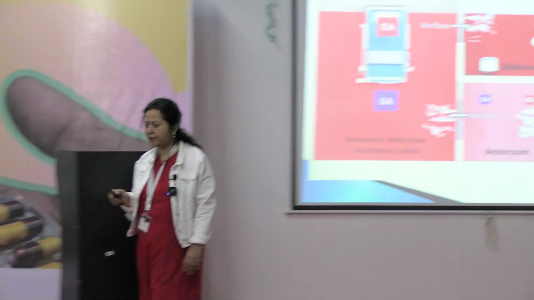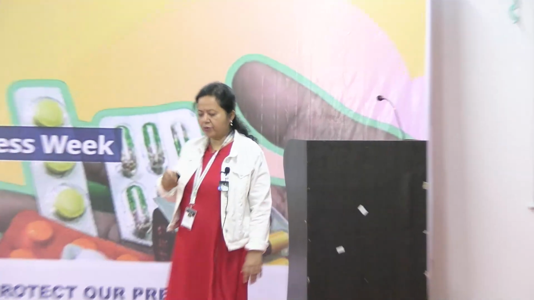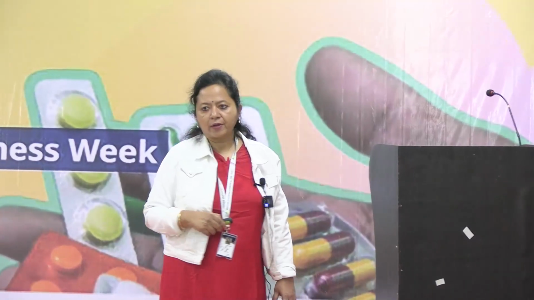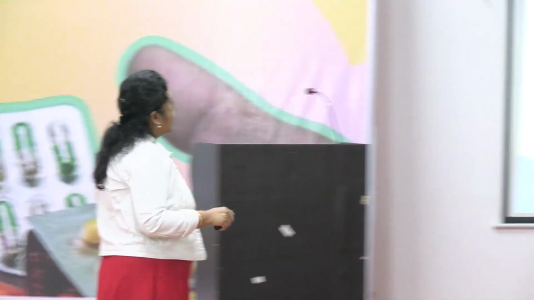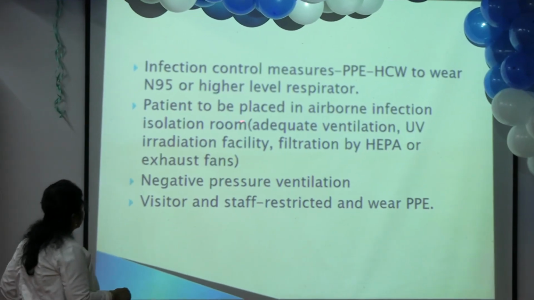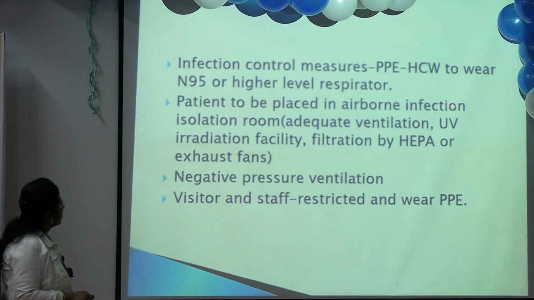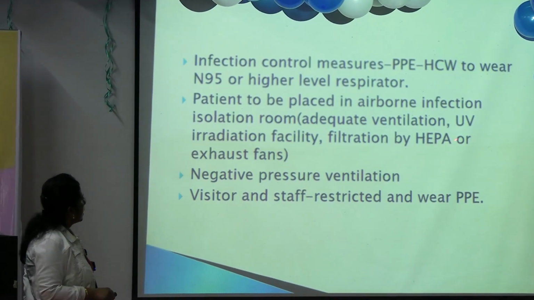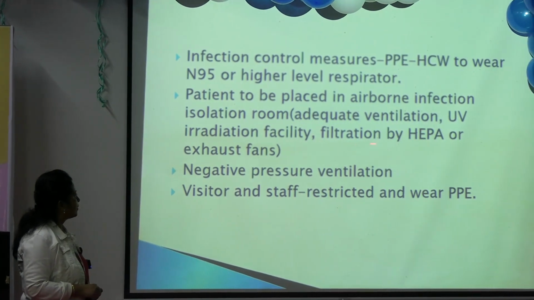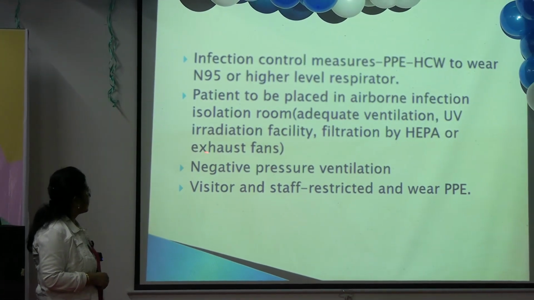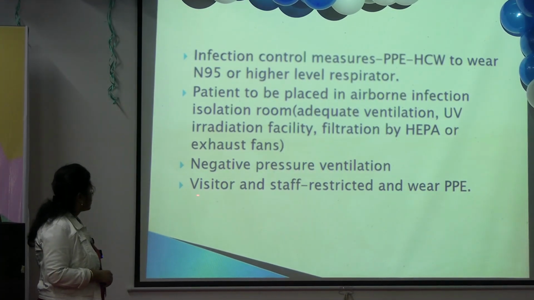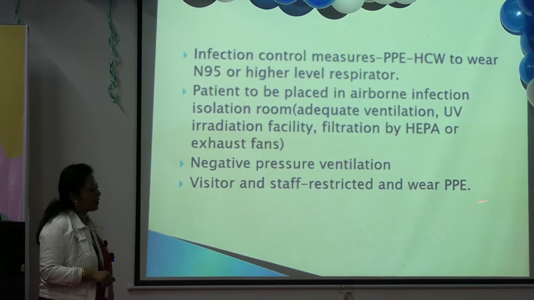Is it clear, everybody? So now if anyone asks you what a negative pressure room is, you will know. Next, infection control measures: PPE, HCW to wear N95 mask, patient to be placed in an airborne infection isolation room, and adequate ventilation, UV irradiation facility, filtration by the HEPA filter or exhaust fans, which I told you already. Negative pressure ventilation, visitors and staff restricted and wear PPE.